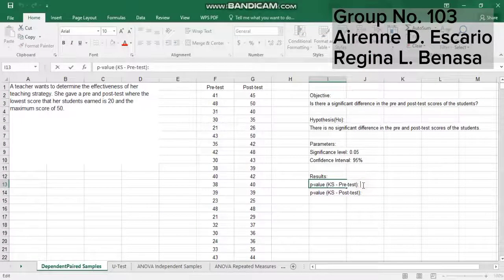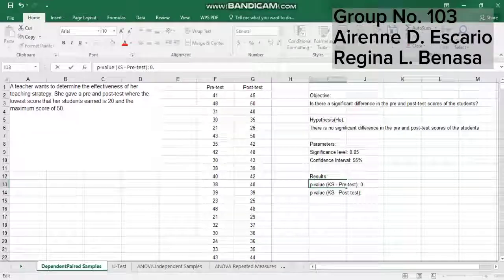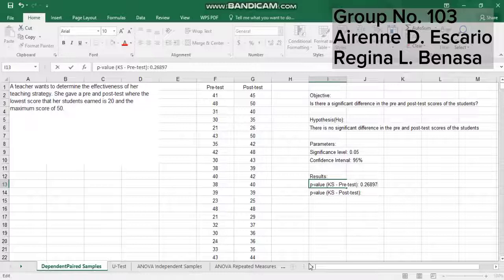So our computed probability value for the first group, which is the pre-test, is 0.26897, which is greater than our significance level of 0.05. So it is normally distributed.